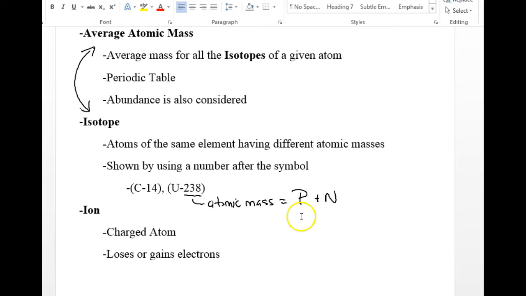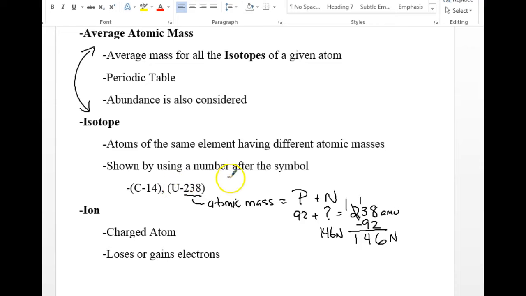So this is 92 plus some number is going to give us 238, and that's going to be AMU as the mass. If we just subtract 92 from this, it's going to give us 146 neutrons. And that's how you figure them out. There's lots of different ones. You just have to read it. It's always going to give you a number.